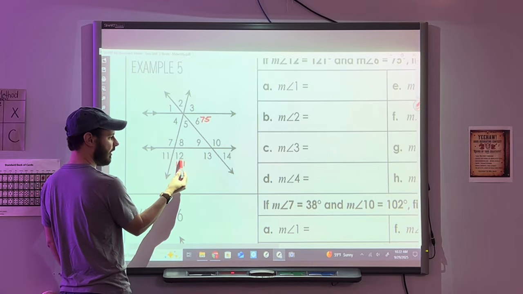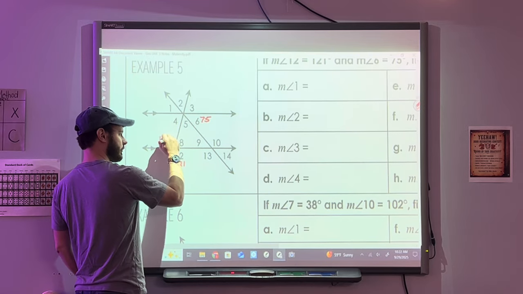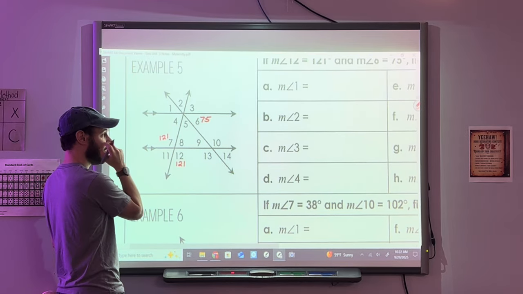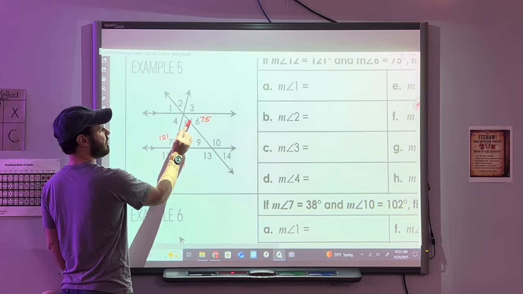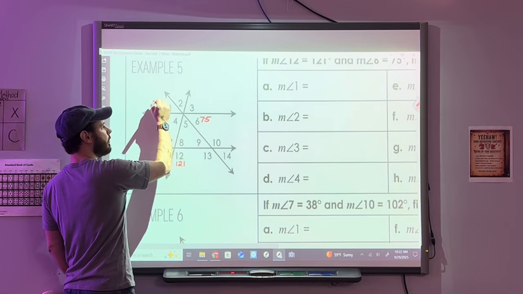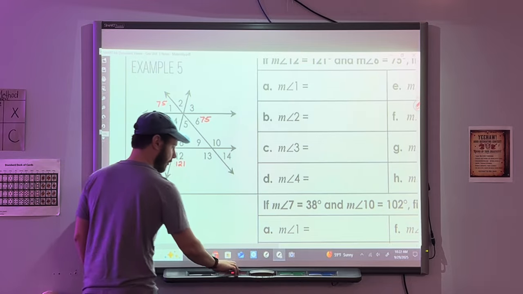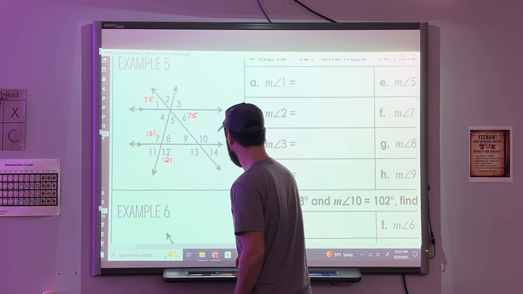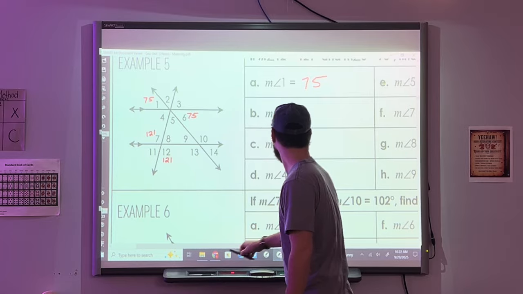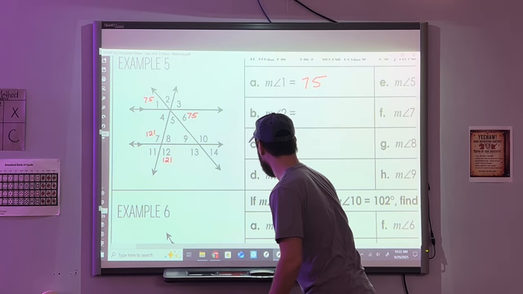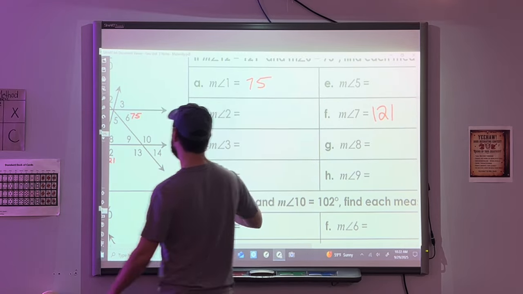So what's vertical to 12? What is directly across on the x? Well, 7. And then what's vertical to 6? What's directly across from 6? It's 1. Okay, so I could fill in both of those right now. 1 is 75. And 7, it's over there, it's worth 121. Okay, so my vertical angles are done.